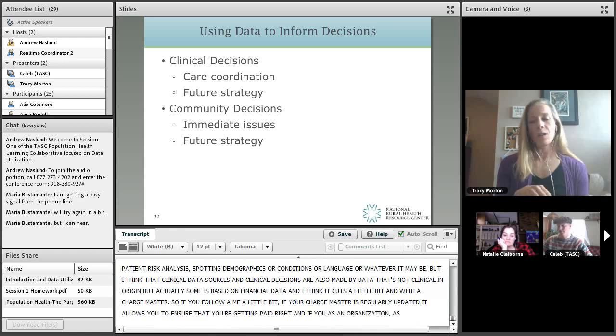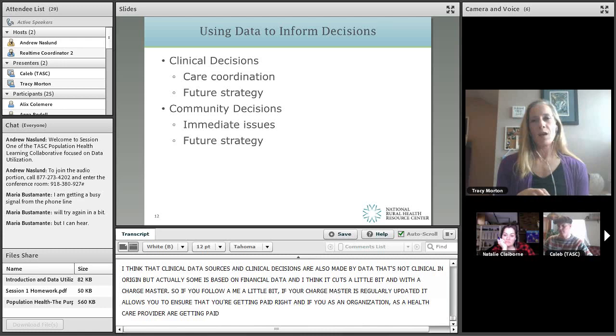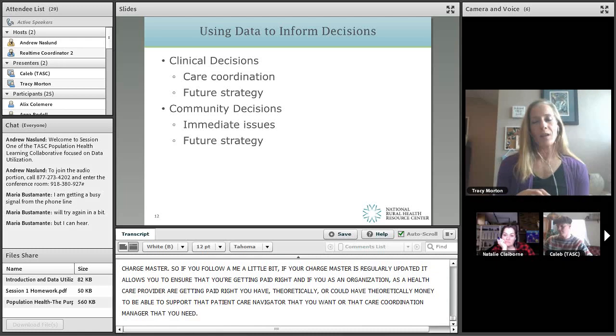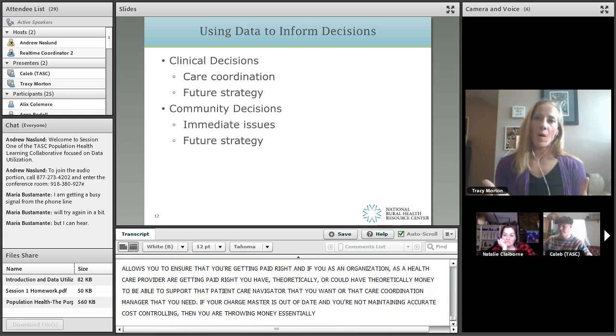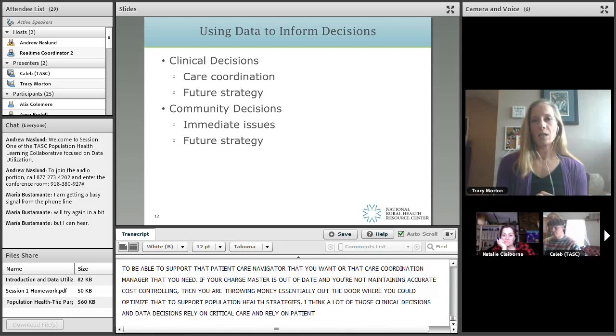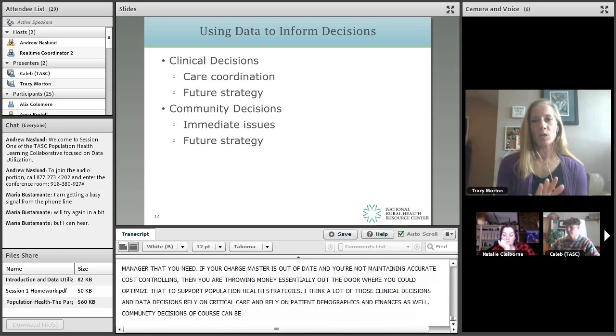So there are two different types of data that can be used to make informed decisions. Those that are clinical decisions, focusing on clinical data. That data is used, of course, for real-time care coordination. It's also used for future strategy as well. And that clinical data comes from a lot of different sources: the electronic medical records, partner records for care coordination, that health information exchange, or HIE, market share analysis, out-migration analysis, cost recording, patient risk analysis, hotspotting based on demographics or conditions or language or whatever it may be.